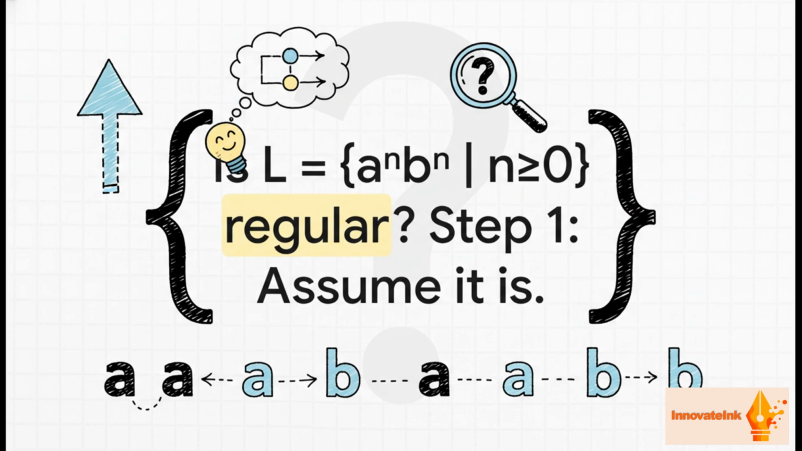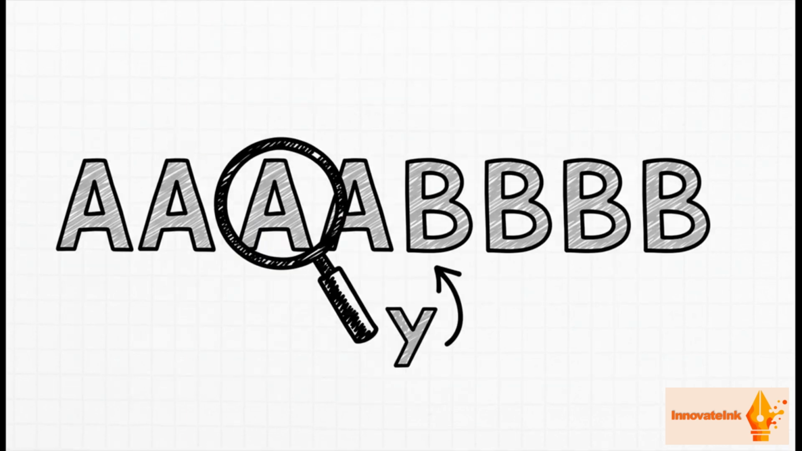All right, let's play the game with our example, the language where you need an equal number of A's and B's. So, first move, we're going to assume that this language, L, is totally regular. Now we choose a nice long string from this language. Let's say A^n B^n, where n is some big number. Now, a key rule of the pumping lemma game is that the piece we pump, the y part, has to be near the beginning of the string. For our string, that means y has to be made up entirely of A's, because all the A's come first.